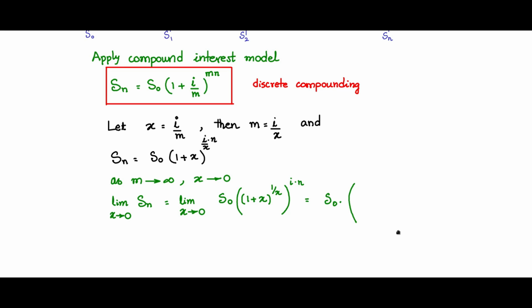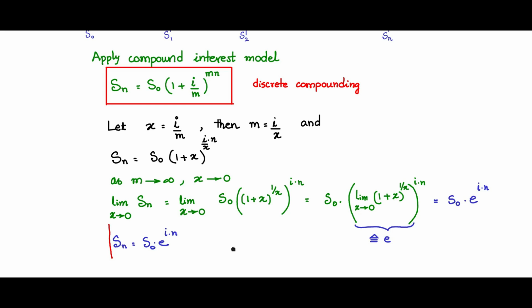So this can be written as S0 into the limit as x tends to 0 of (1 plus x) to the power of 1 by x, whole to the power of I into n. Now this limit as x tends to 0 of (1 plus x) to the power of 1 by x is the definition of e. Therefore I can write it as S0 into e to the power of I n. Sn is equal to S0 e to the power of I n is the exponential growth model. It is also called continuous compounding because you don't have discrete intervals, because m, the number of intervals, has tended to infinity.